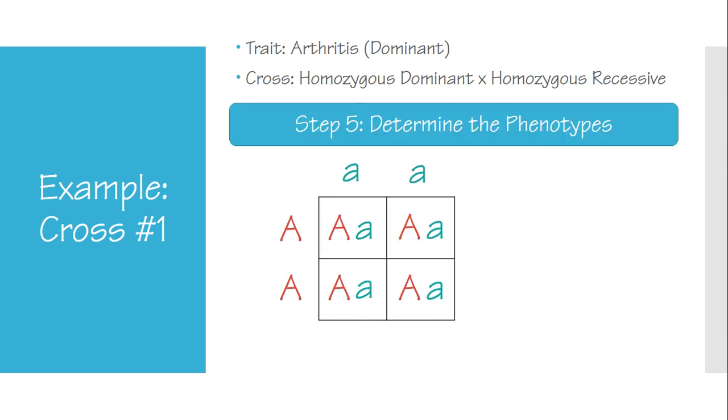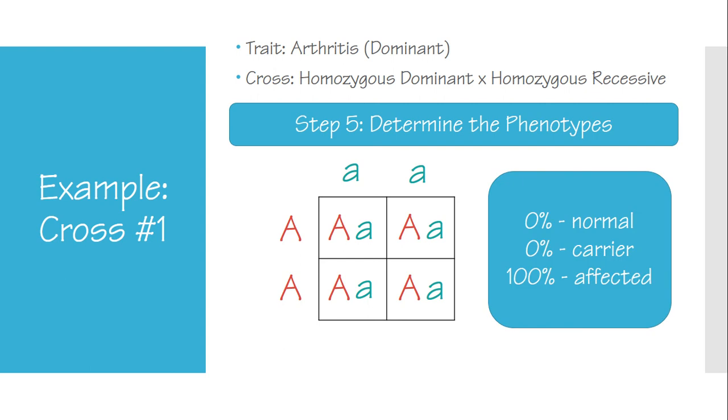So the next step we're going to do is step 5. This is where we're going to determine the phenotypes. So since I know arthritis is dominant, any one of these offspring that have a dominant allele are going to have arthritis. So I can say that 0% of them are normal, 0% of them are a carrier, and 100% are affected because every single one of those offspring has that capital A denoting that it has arthritis.